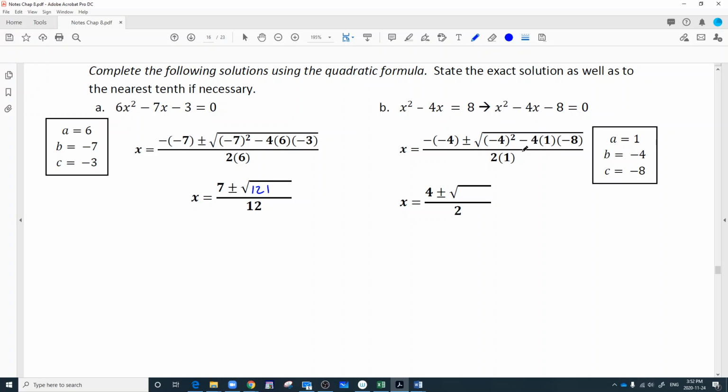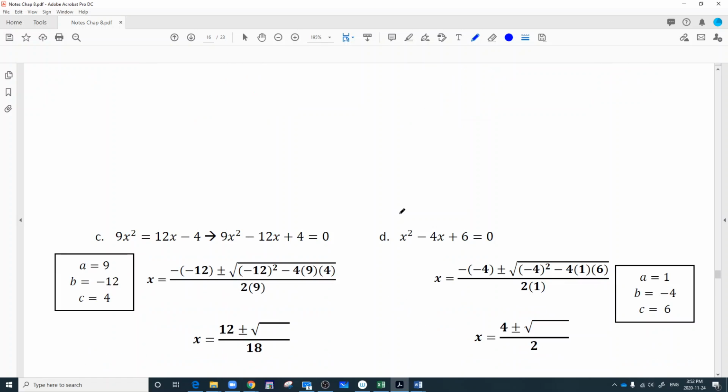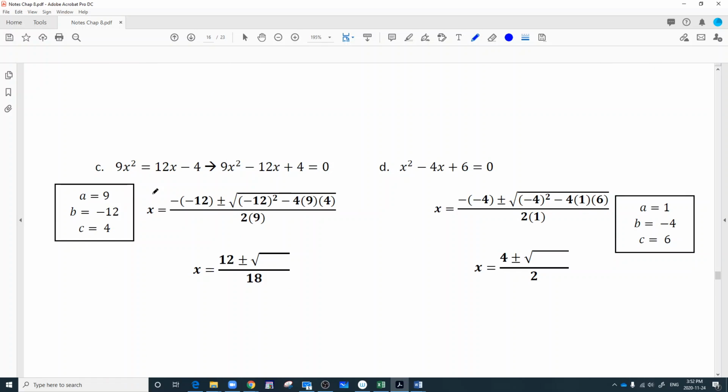Okay, so try the next one on your own. Plug this one into your calculator. Negative 4 squared minus 4 times 1 times negative 8. So I'm going to do it too. So negative 4 squared minus 4 times 1 times negative 8, and that one gives me 48. If you're doing it right, let's keep going to the next two. So this one, again, we've plugged in a, b, and c, and I want you to plug in b squared minus 4ac. Negative 12 squared minus 4 times 9 times 4, and you get 0. And then this last one, negative 4 squared minus 4 times 1 times 6, and you should get negative 8.